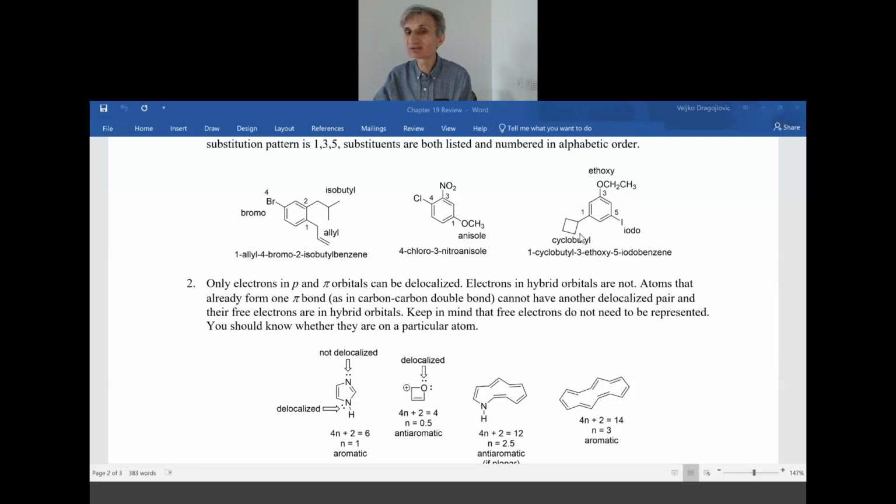And then numbering is the smallest possible set. In this case, numbering is in alphabetic order because it's a 1, 3, 5 substitution pattern. You can start on any of these 3 substituents. When there is a tie, you start with the first listed substituent as 1. So you assign 1 to cyclobutyl. Now which one is going to be 3? You can number them clockwise or counterclockwise, so either of the two could be 3. The next listed gets the next smallest number, that's 3, and then 5.